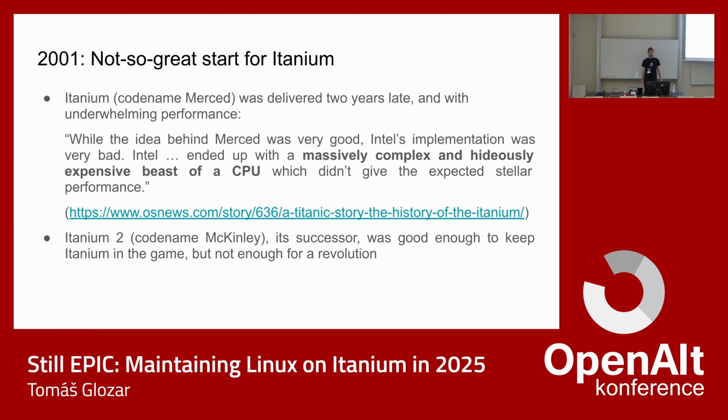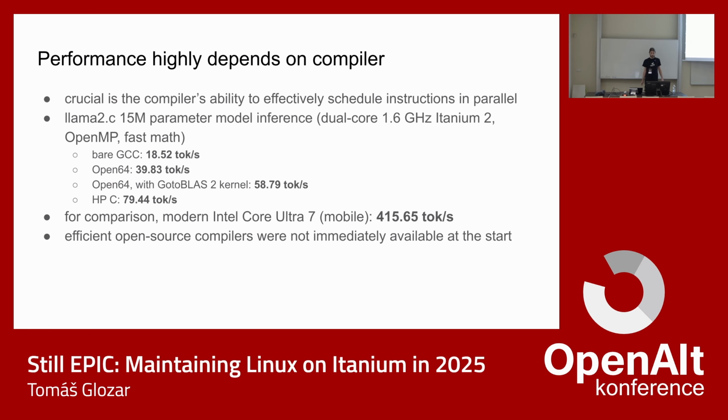If you look at some results from LinPack benchmarks on parallel computation performance, it is about the same as the contemporary PowerPC G5, so it doesn't have a bad performance, at least in those parallel tasks, but it was not nearly enough to revolutionize everything like Intel thought. And this led to poor sales of Itanium, also because the performance highly depends on a compiler. So here I show you a bit of a more modern benchmark. This is with Llama 2.c, which is an LLM inference model.